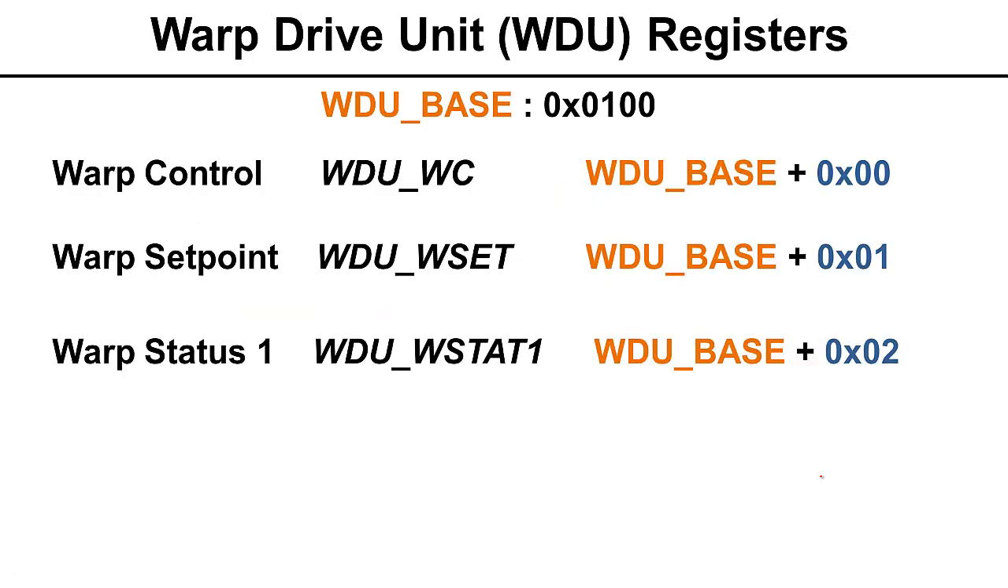So what I'm going to show you now is what you'll typically see in a reference manual. You're going to look up a particular peripheral, and it's going to have some name. For example, this is called the Warp Drive Unit, WDU for short, and it's going to tell you that it's going to have a certain amount of registers. Now, the first thing I want you to take a look at is it's going to specify the base address of the registers, and we're going to put it at 100 hex.